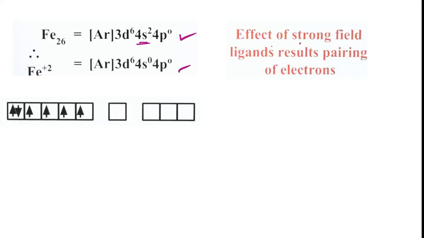So CN being a strong ligand, what happens is that the ligands result in pairing of electrons. First, this is the 3d orbital, this is 4s and this is 4p orbital. So 3d, how many electrons are there? 6 electrons are there. First it should be filled like this: 1, 2, 3, 4, 5 and then the 6th electron will be filled here. So it looks like this, right?